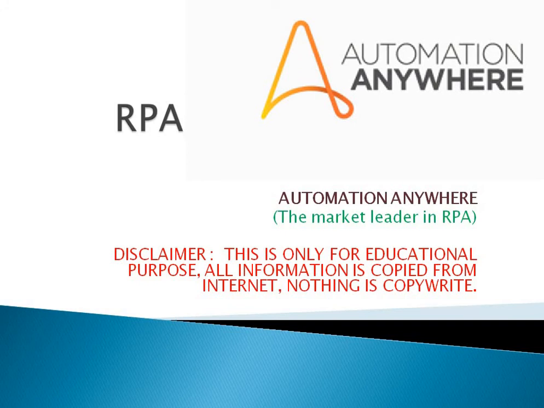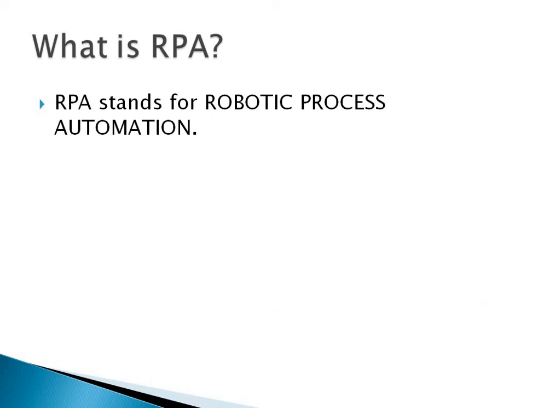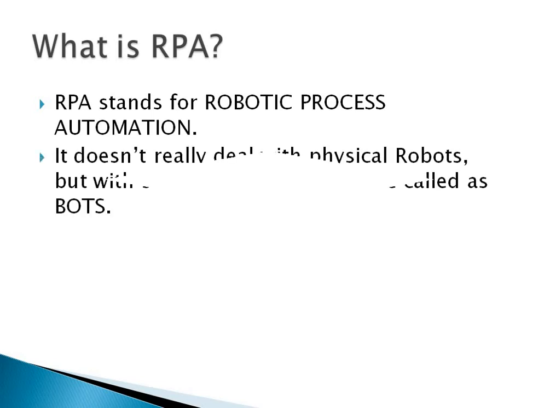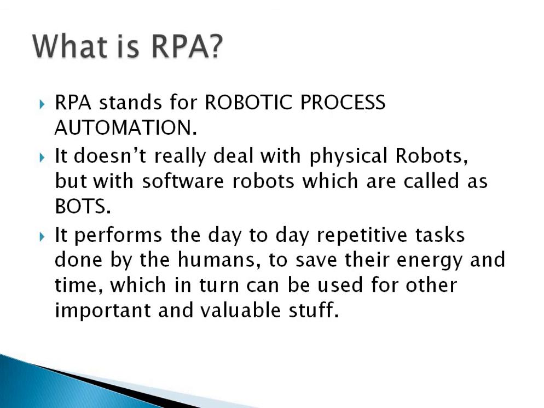Okay, let us start from the start. What is RPA? RPA stands for Robotic Process Automation. It doesn't really deal with physical robots, but with software robots, which are called bots. It performs the day-to-day repetitive tasks done by humans to save their energy and time, which in turn can be used for other important and valuable stuff.